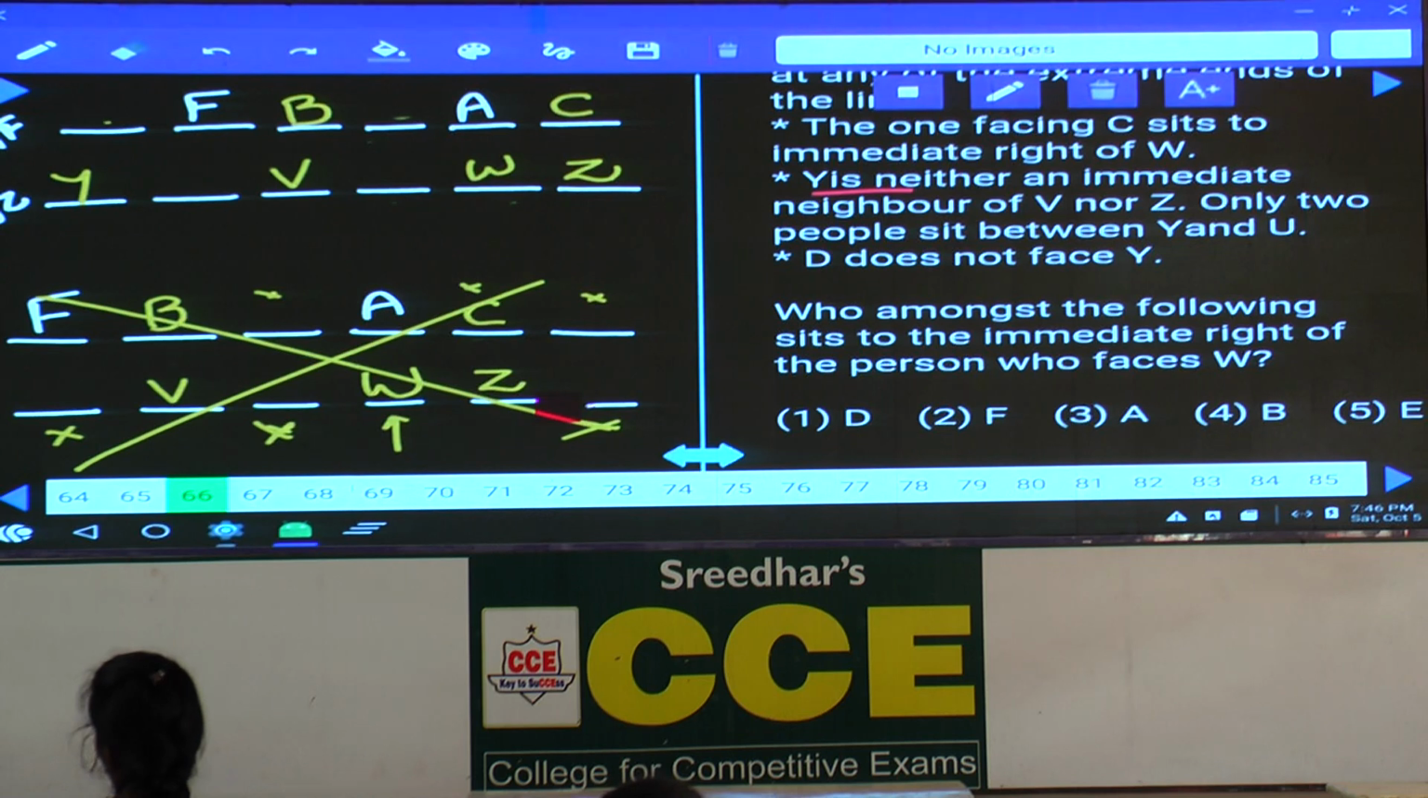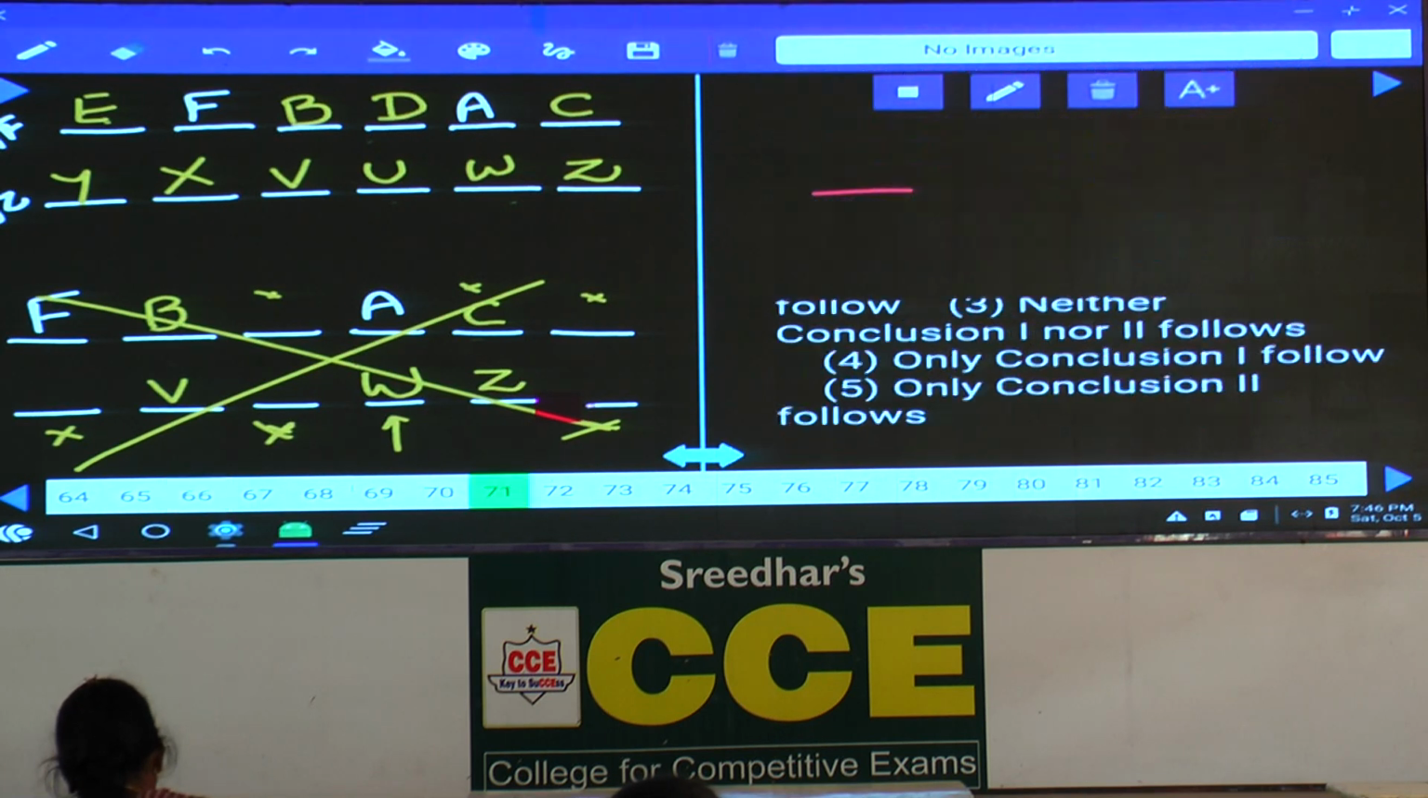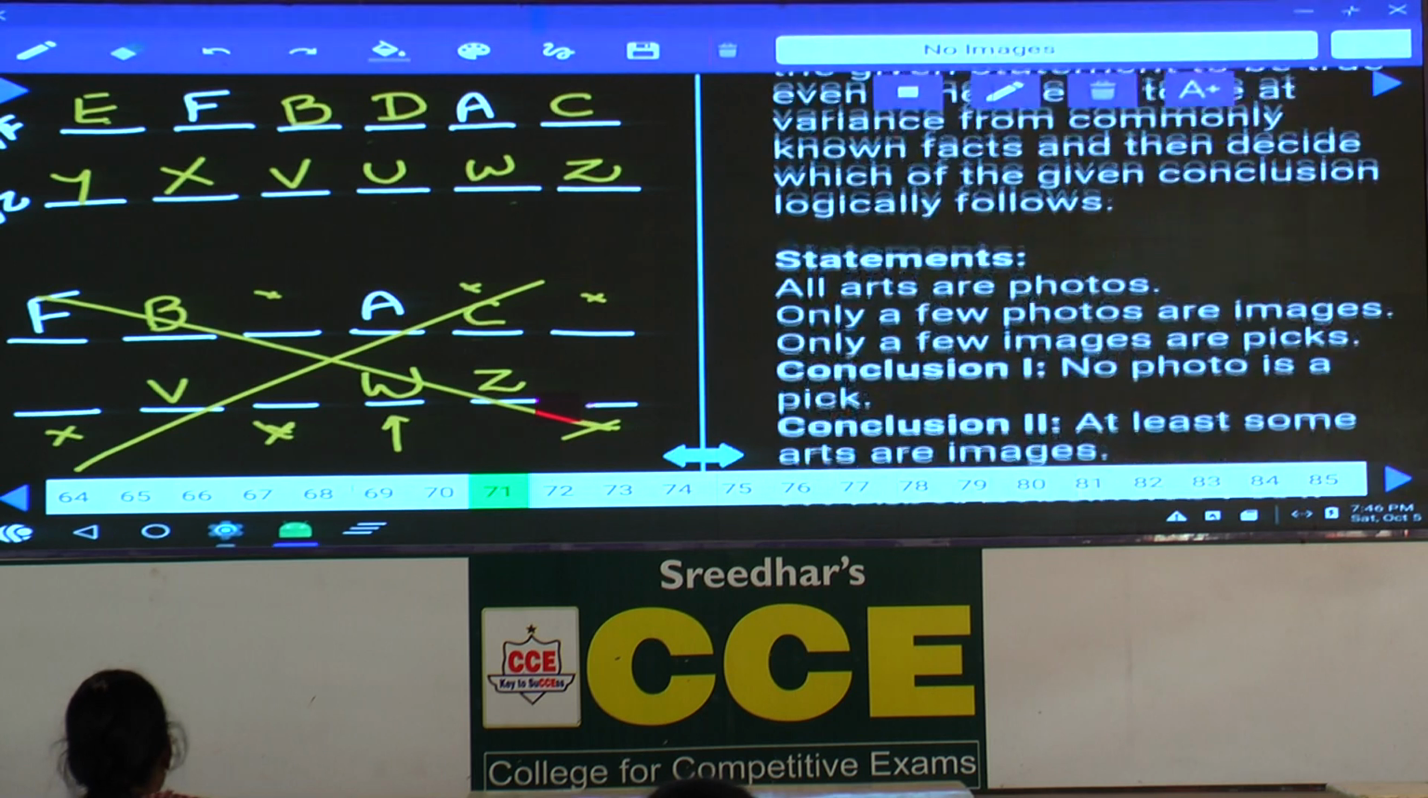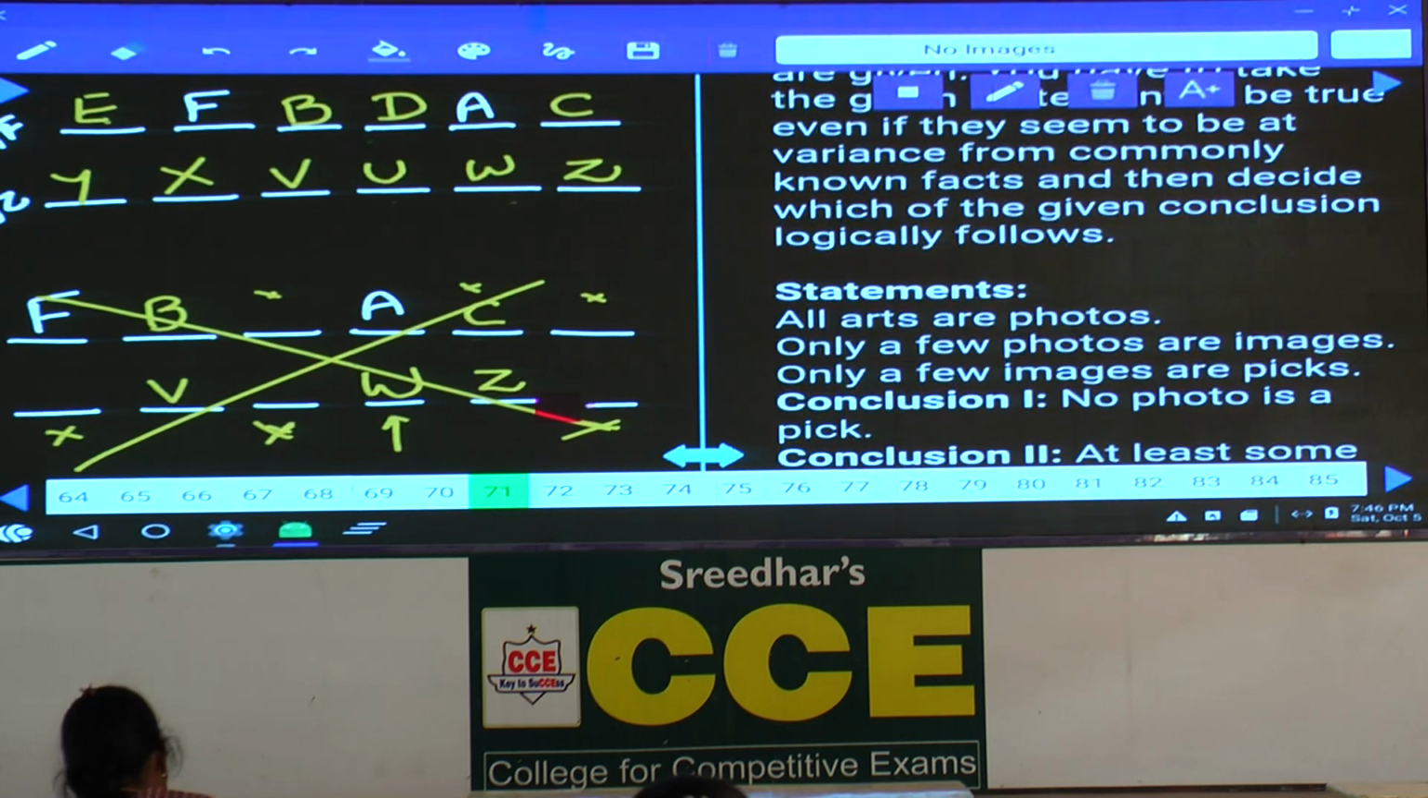If Y is here, only two people between Y and U, so U must be at this place, and D does not face Y, hence D must face U. The person left over is E, and in the second case the person left over, X, is here. This is how these 12 persons are seated in two different rows, 6 people in each row. Now this is about questions 66 to 70.